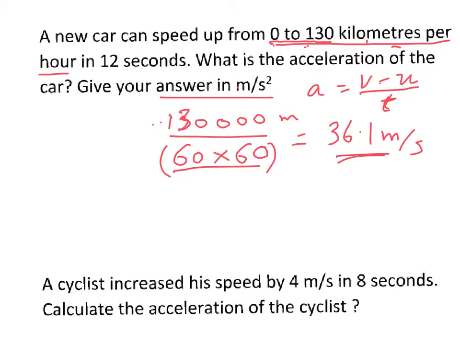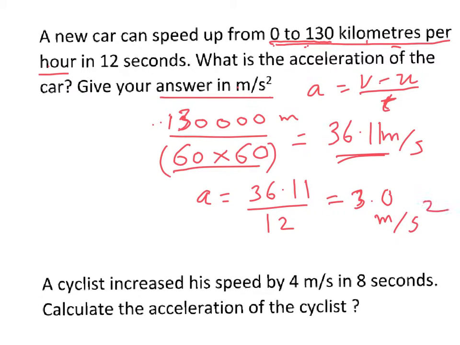Now once you have the change in speed, the answer is pretty straightforward. So A is now the change in speed, which is 36.11. In your calculator you did get 36.11. Divide that by the change in time, it's 12 seconds. So now you get the acceleration as 3.0. So if you want to go for two significant figures, it's 3.0 meters per second square.